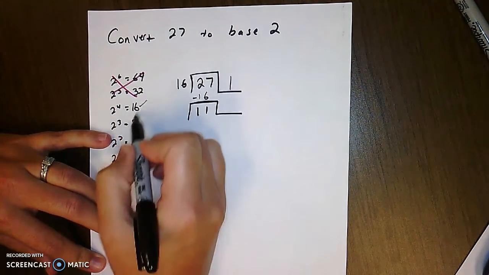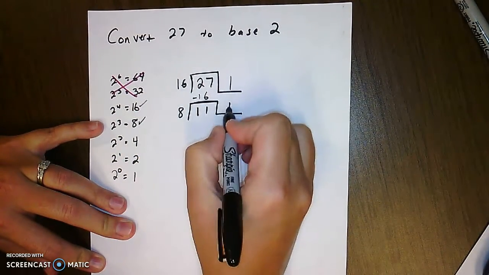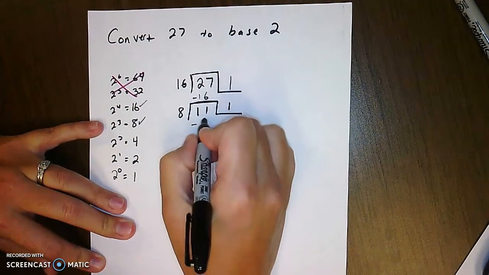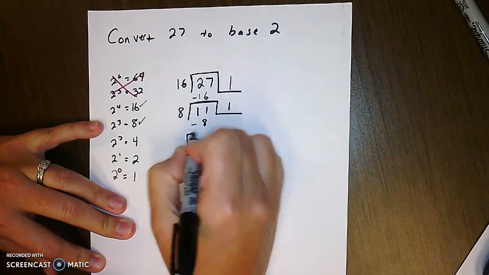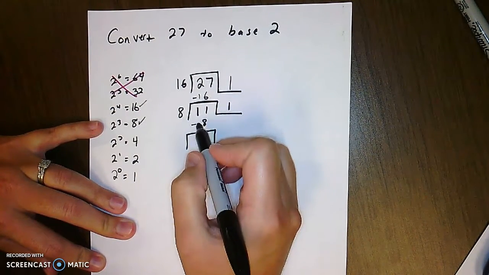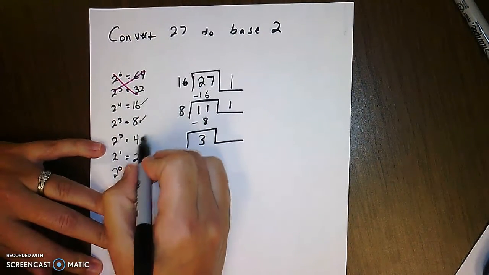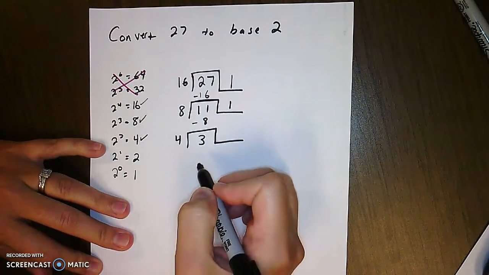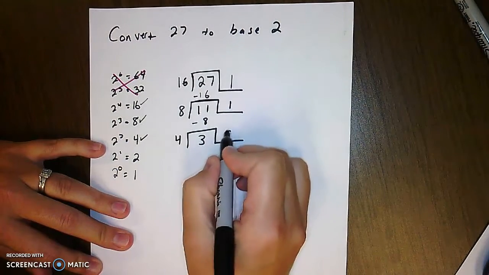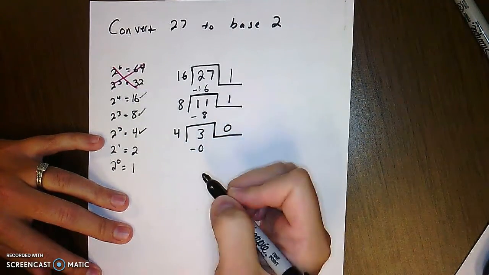Okay, so we're going to do this again. I've used the 16, so now let's use the 8. 8 goes into 11 just one time. And if I subtract the 8 from it, I'm going to set up my next block. If I subtract 11 minus 8, I get 3. So now I've got to use my next number, which is 4. But 4 doesn't actually go into 3, right? So I'm going to do a 0, and I'm going to subtract 0 this time.